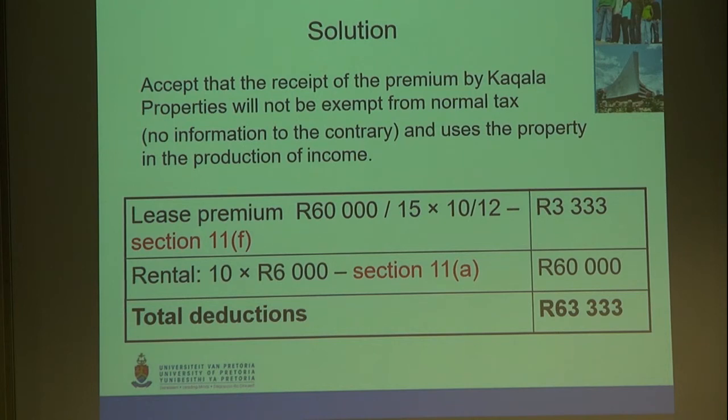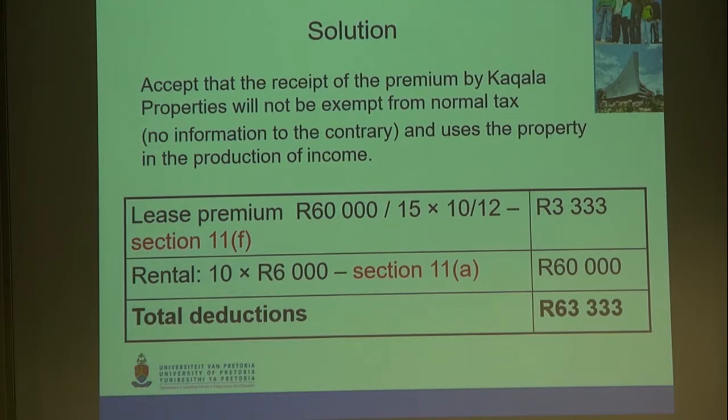Right. Then in terms of the lease premium. In the question we were told that the lease is for a period of 15 years. So we take the lease premium of 60,000 Rand, divide it by 15 years, and then multiply it by the number of months, apportioning it for the number of months the lease was active in the year, which was 10 months out of the 12 months.